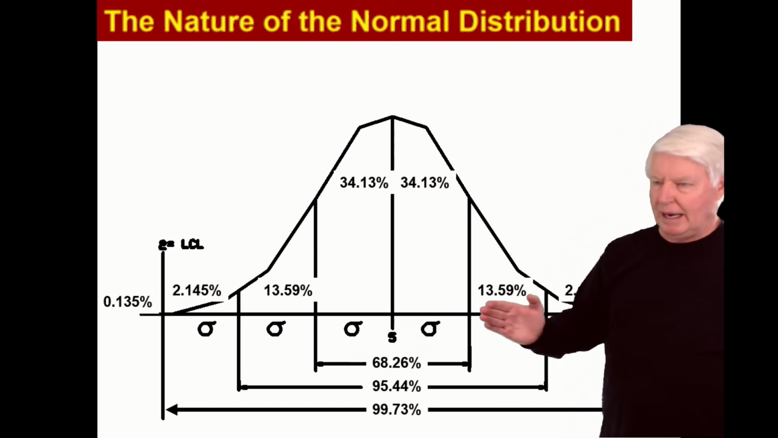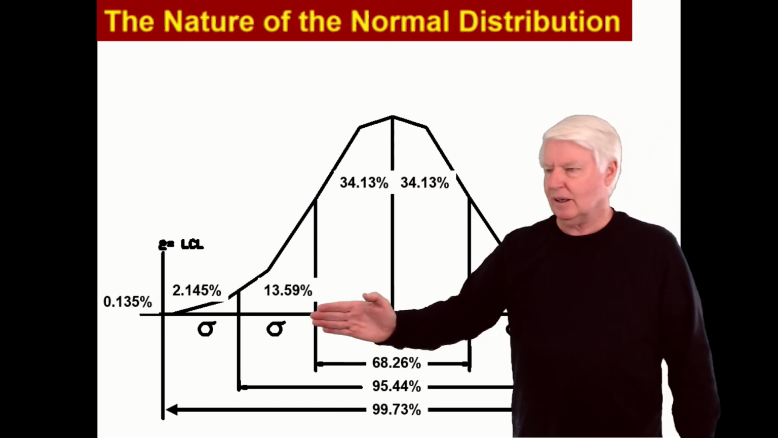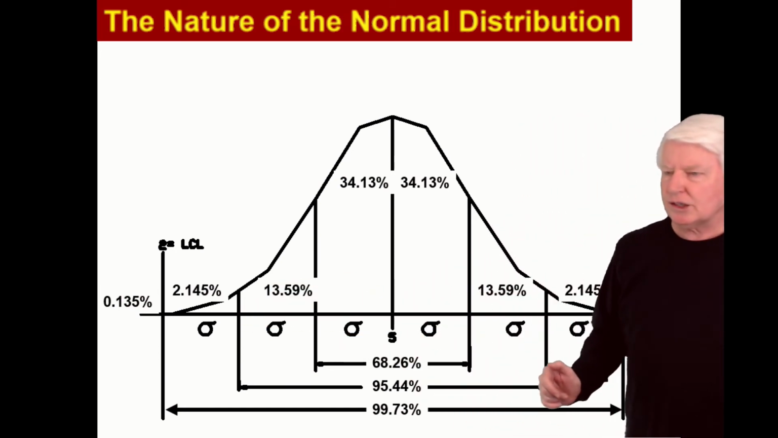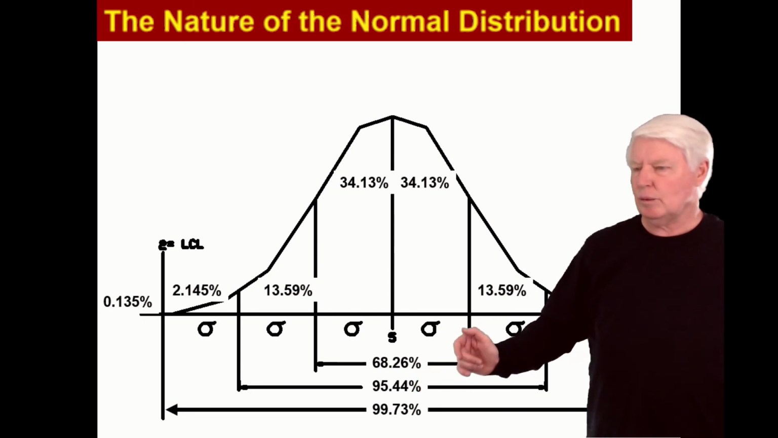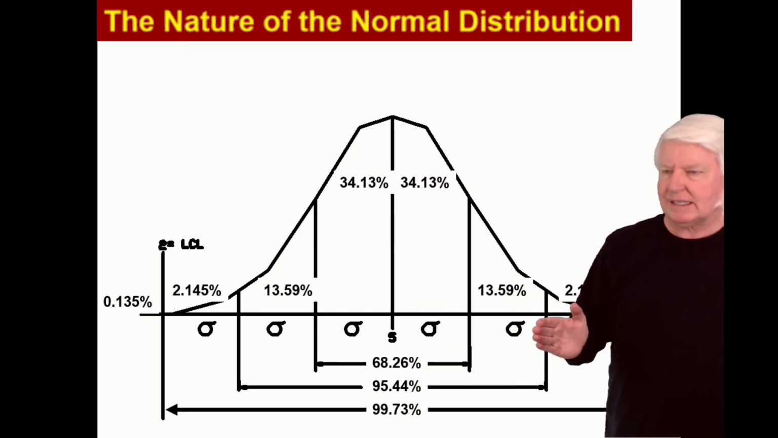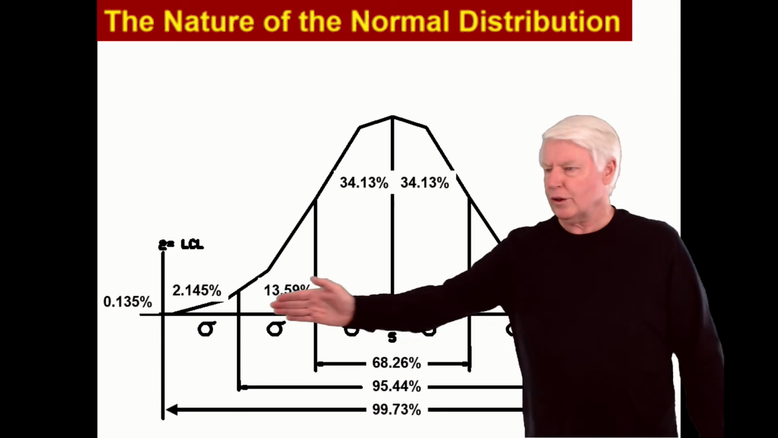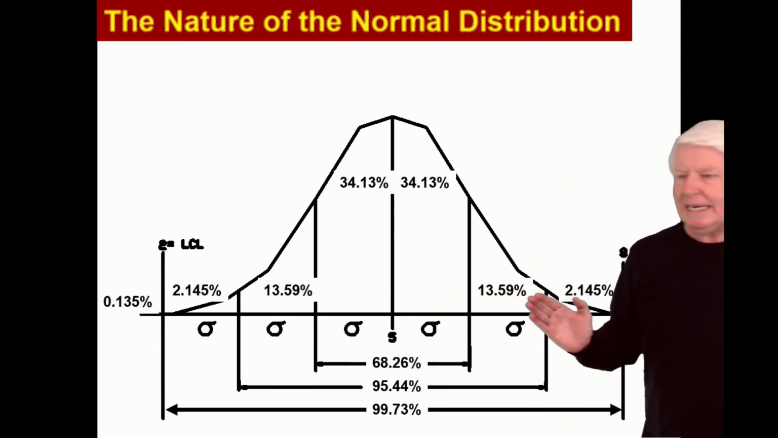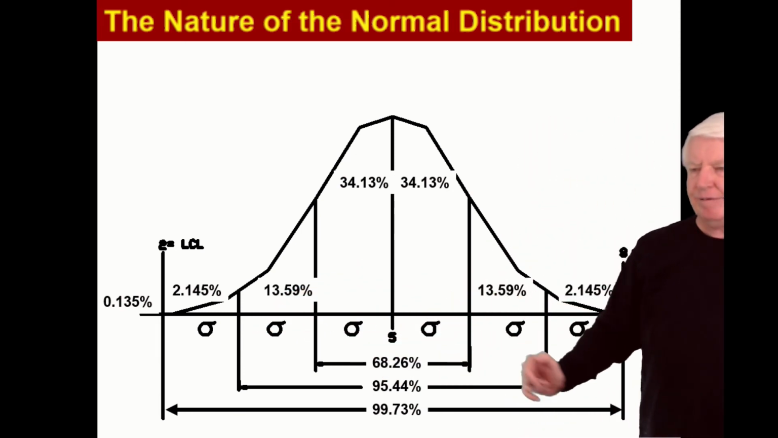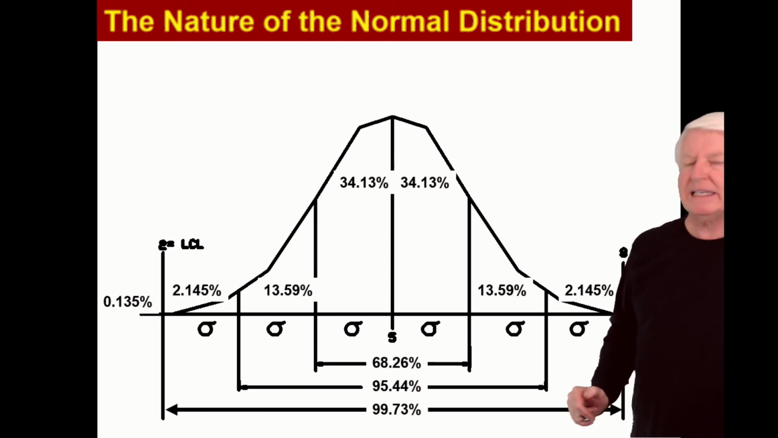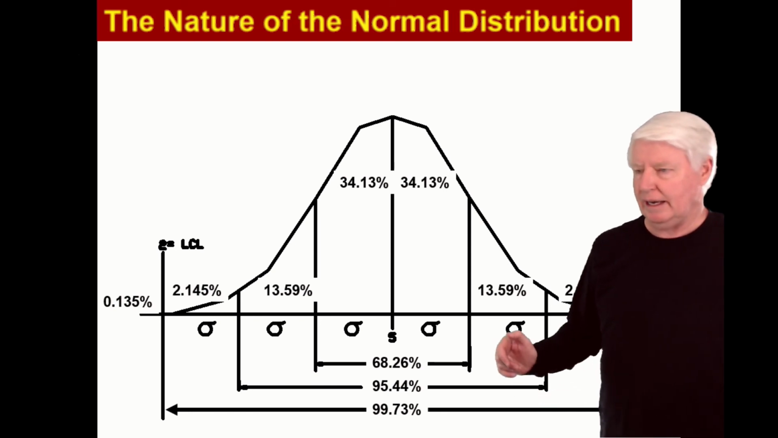If you go out plus minus 2 sigmas, 2 sigma distance, which is 5, 6, 7, and 5, 4, 3. So between 3 and 7, that's where 95.44% of this population would lie.